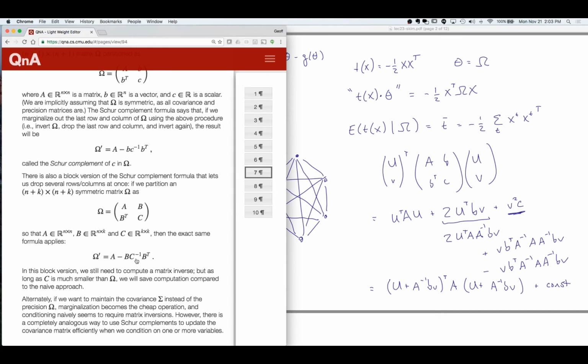Let's see. There's a question also about why we would want to condition or marginalize. So the situation is this: we've got some data, a whole bunch of x's. We fit a Gaussian graphical model to that data, which I haven't described how to do yet, but we'll get to it in a couple of slides. Once we fit that Gaussian graphical model, we now want to make predictions.